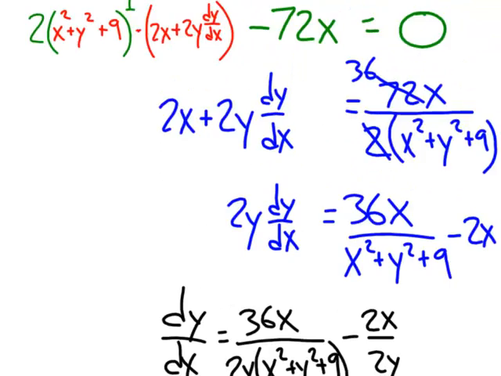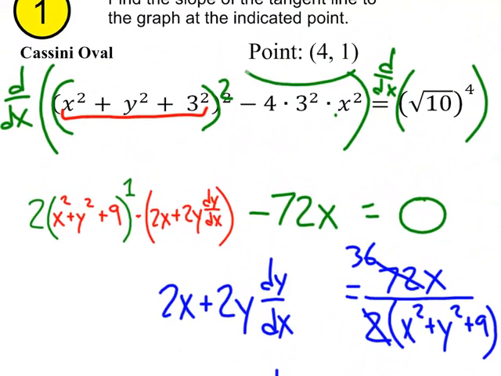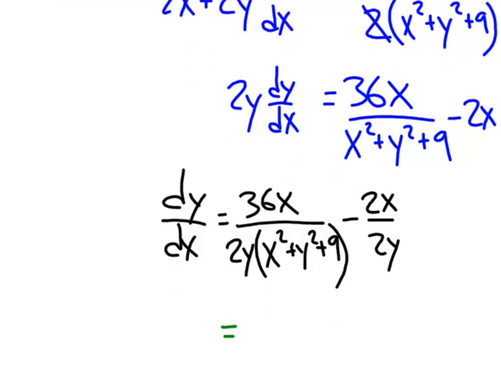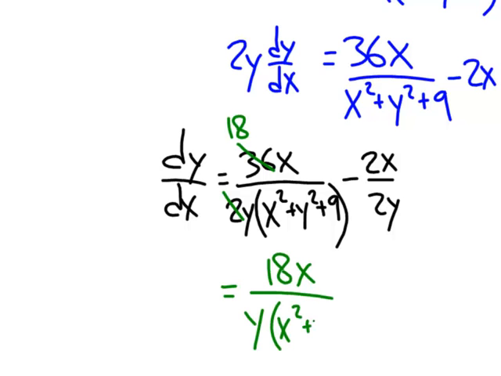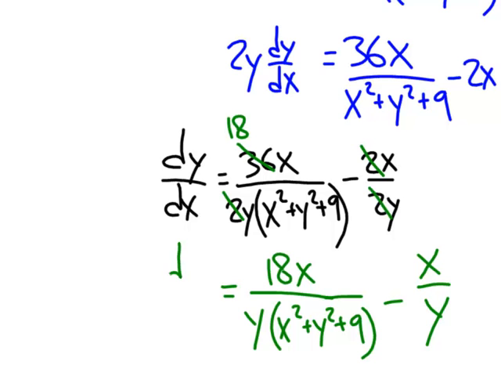Well, I'm going to remind you that our goal really was to just find the derivative at a single point. So technically, I could plug in that x and y value right now, right? I could have plugged it in a couple steps ago, perhaps. Or I guess no, I really had to wait until I got the dy over dx by itself. But anyway, just for the sake of good form, let's go ahead and simplify this a little bit, and then we'll plug in. 36 and 2, that'll give us an 18 up top. So we'll have 18x over y times x squared plus y squared plus 9, minus x over y, because these twos canceled out. And that was our derivative.